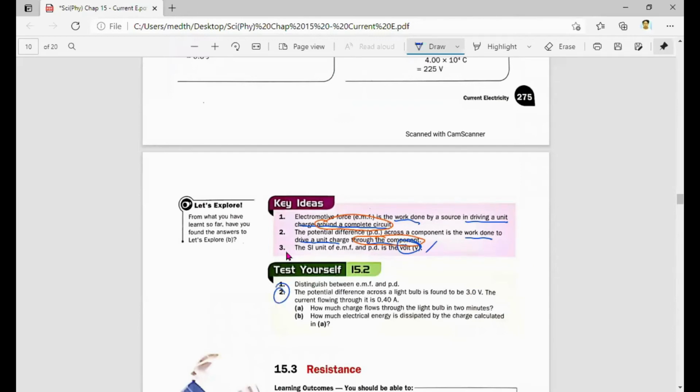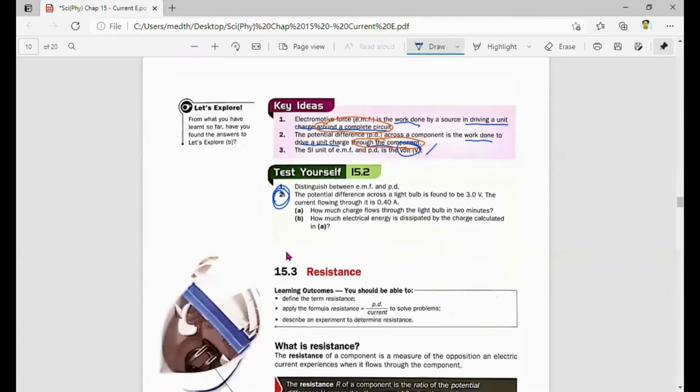And question 2, you can go and try on your own. It's not really too difficult. It actually combines your current knowledge with the previous one. It combines the 15.1 knowledge and your 15.2 knowledge together. So you can go and try it out. Question 2. So that's for potential difference. That's for EMF, which is the same as volts.